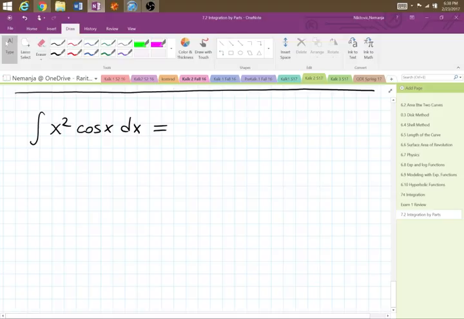What now? We can integrate both. We can differentiate both. Does it matter which one we pick as u, which one we pick as v, dv? We can integrate both, we can differentiate both. Does it matter? So let's think about it. The new integral will contain the derivative of this and integral of that.